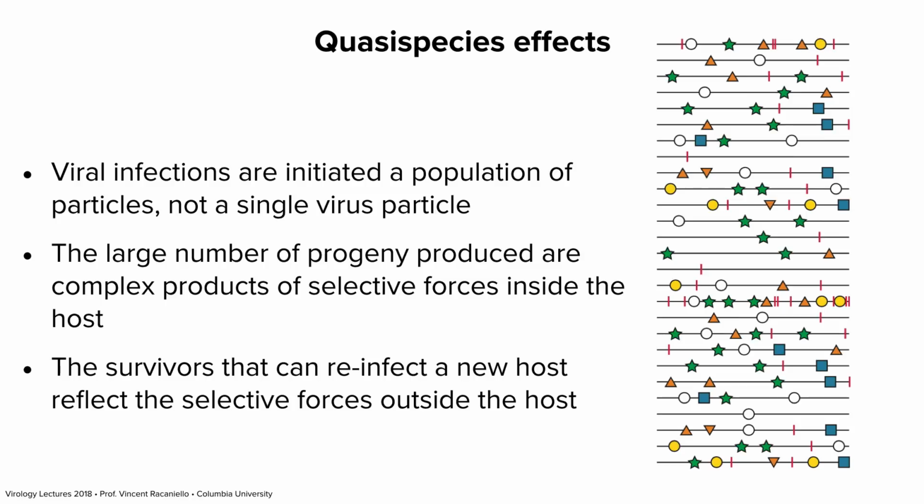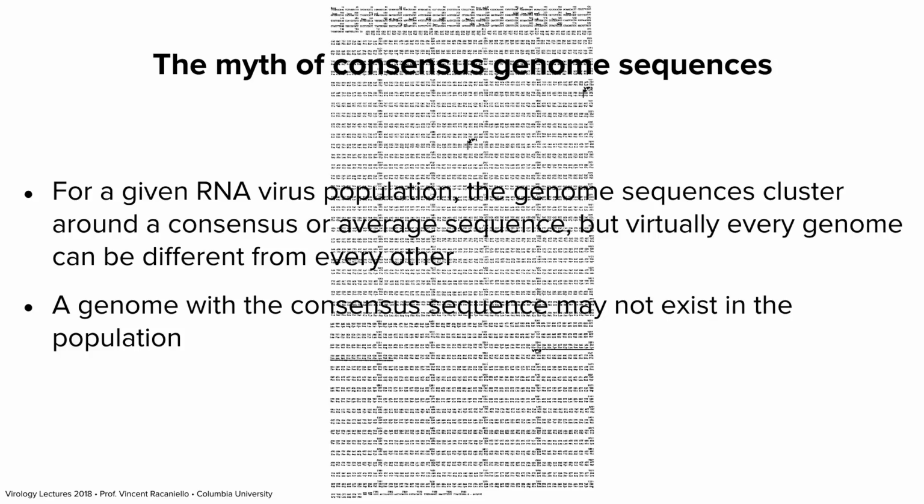The viruses that come out of a new cell, the survivors, can then infect a new host, and that host will place selection on them. So you can imagine that every time this quasi-species goes into a cell in a host, something comes out that will then be different when it comes out of the cell of another host. Even two humans, the pressures are going to be slightly different. This is what I call the myth of consensus genome sequences. The myth is that sequence in the back. For a given population, there is an average, so that if you do average sequence methods, you will get this average sequence. But really, every genome is different. And in fact, this consensus may not even exist in the population.